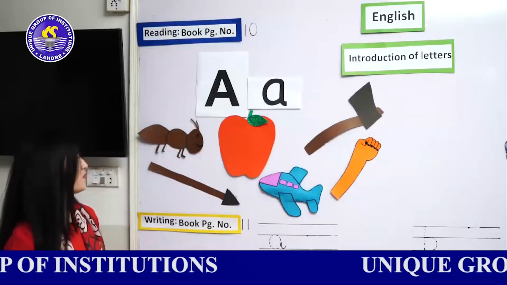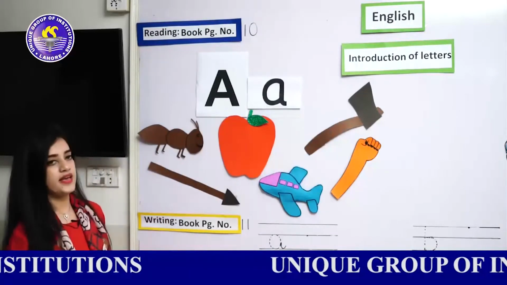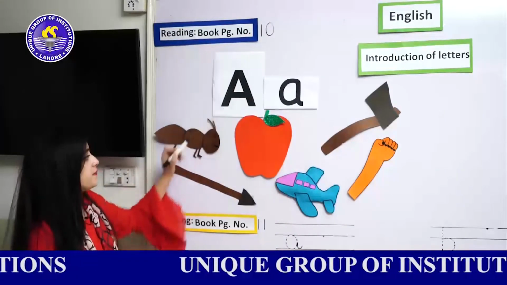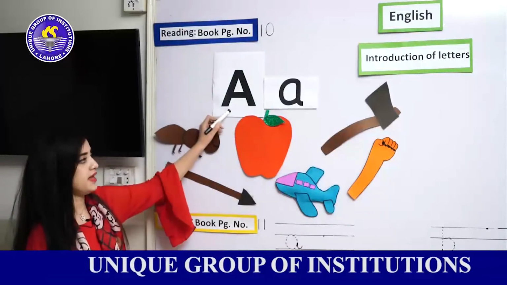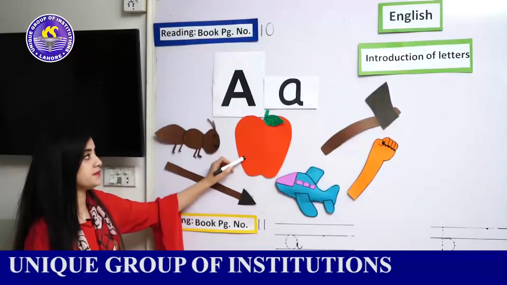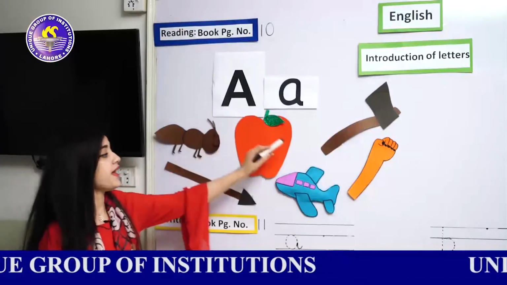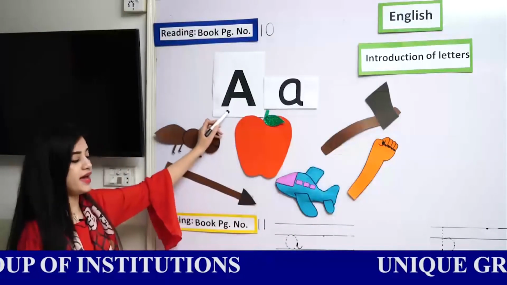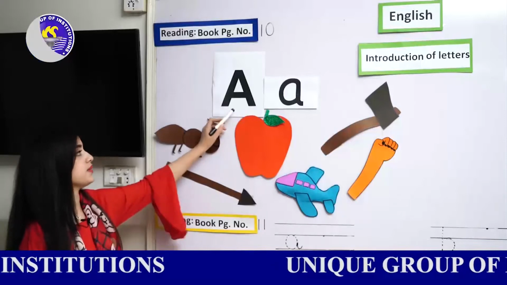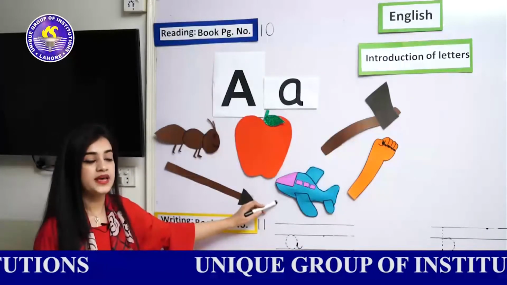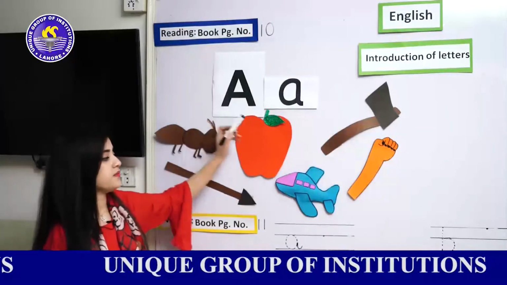Now let's see what are the objects that start with A. Ant. Apple. Ax. Arrow. Aeroplane. Arm.